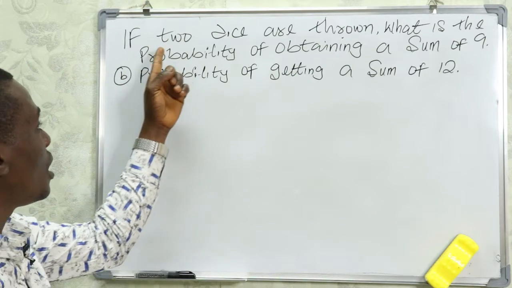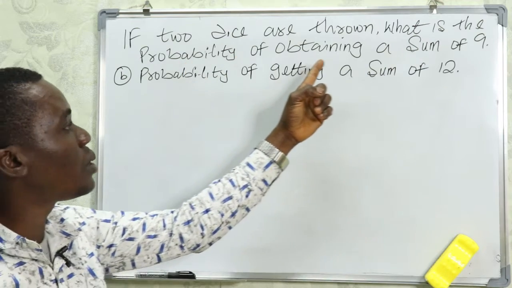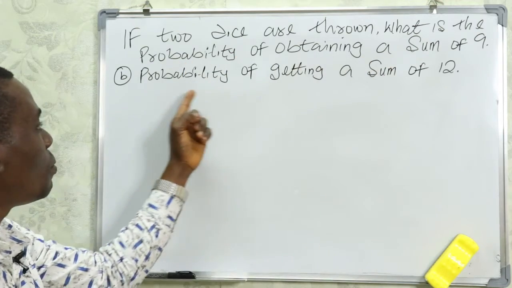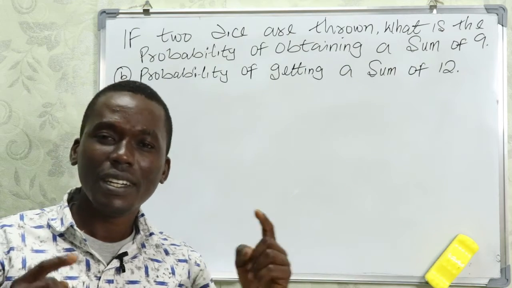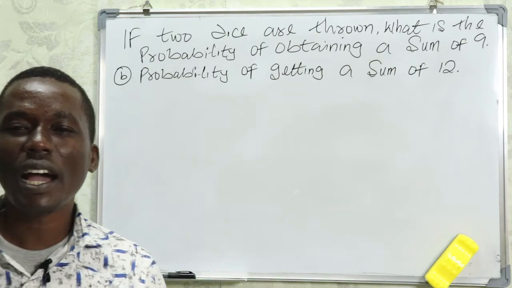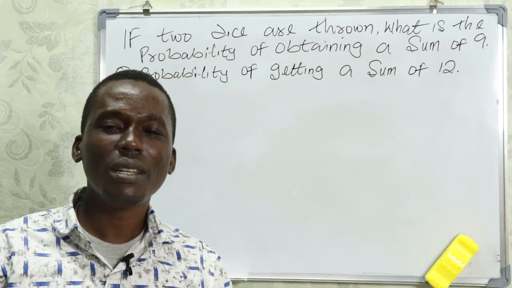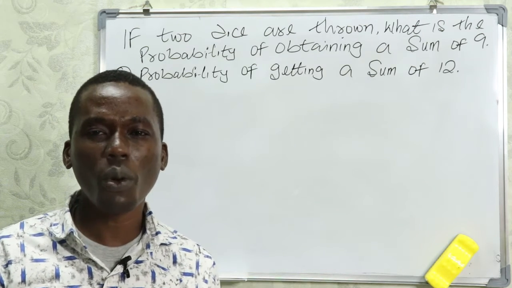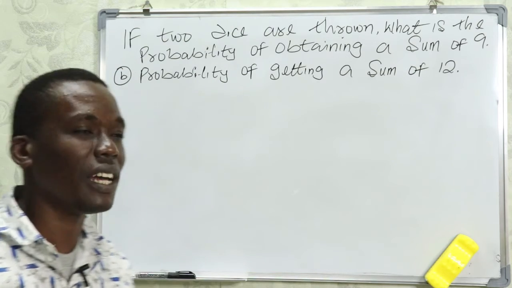The question says, if two dice are thrown, what is the probability of obtaining a sum of 9, and the probability of getting a sum of 12? This is going to be an interesting question because you're going to see the possibility of picking some numbers from throwing two dice. If you are ready, let's get started.